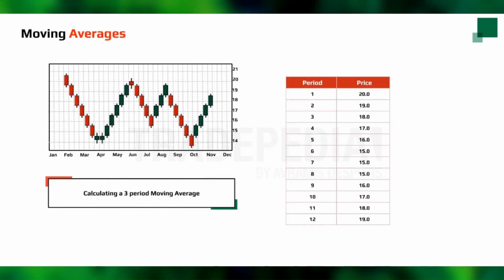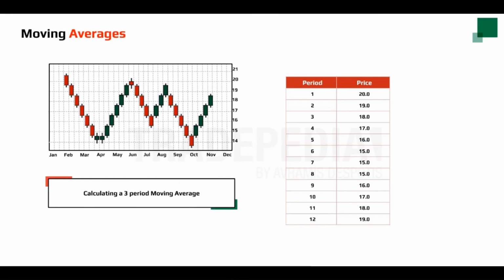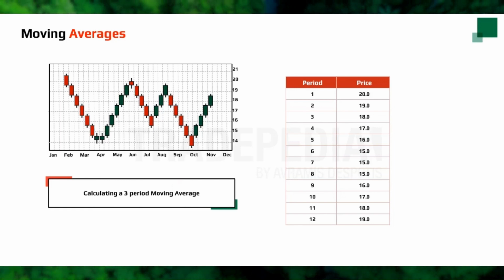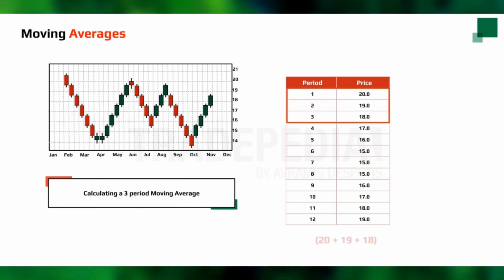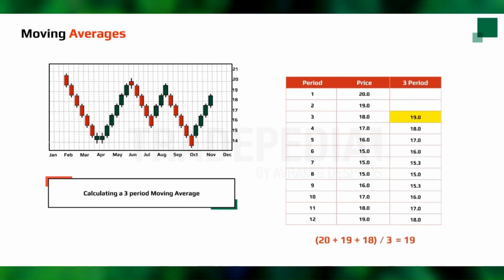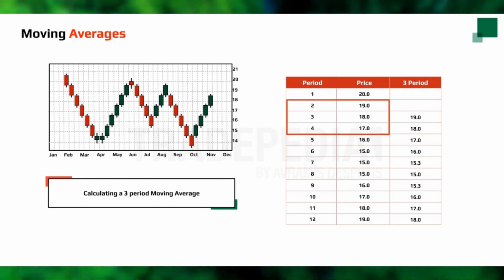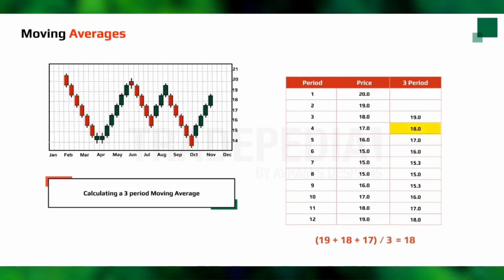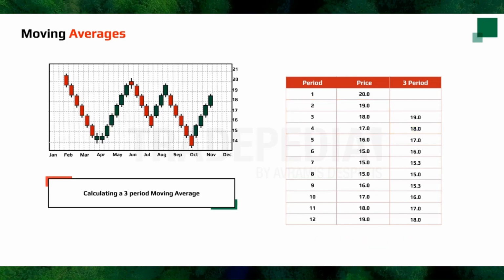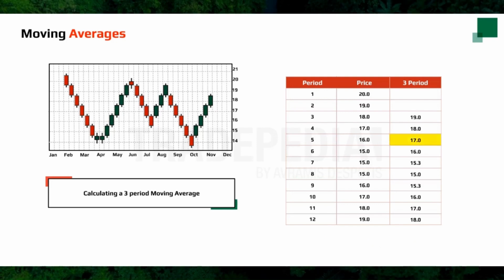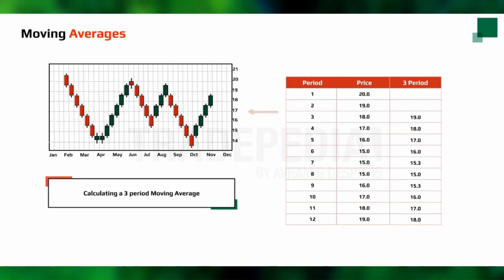To calculate a 3-day moving average, we need to add the closing prices of the last 3 days and divide by 3. In our example, we add the closing prices of the last 3 days: 20 plus 19 plus 18 divided by 3 gives us 19. On the next day, again, we use the closing prices of the last 3 days: 19 plus 18 plus 17 divided by 3, giving us 18. The next day, the moving average goes to 17, and so on. Plotting these points on the chart, we can see how the average is following the price.